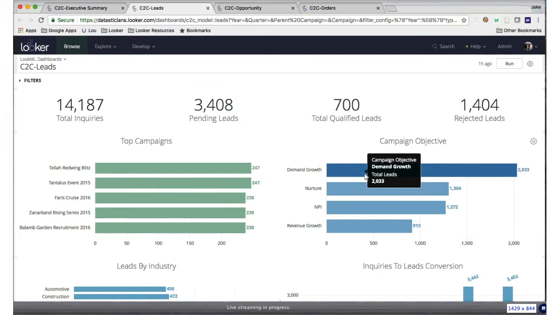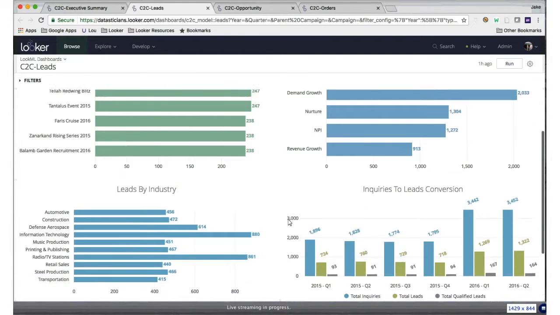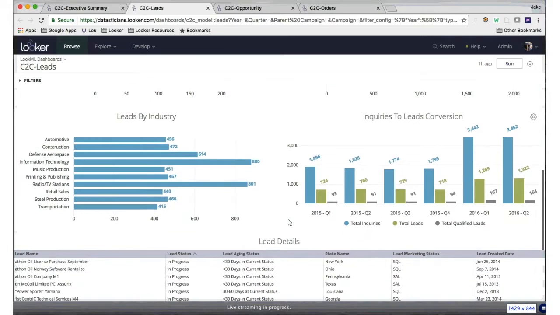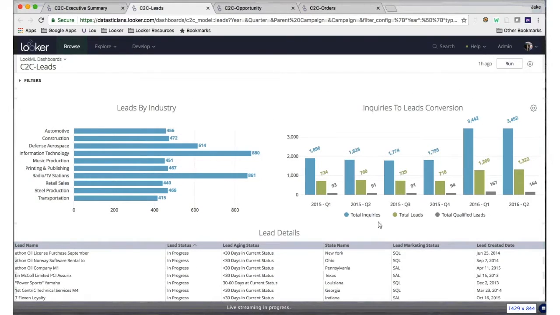We can look at the leads by campaign objective. So really, this is the kind of dashboard that's going to give us all the information that we want about leads, even breaking it down by industry. And then we can look at that same type of funnel based on time to leads, to qualified leads. So within the leads funnel, really, how do we get from total inquiries to qualified leads?